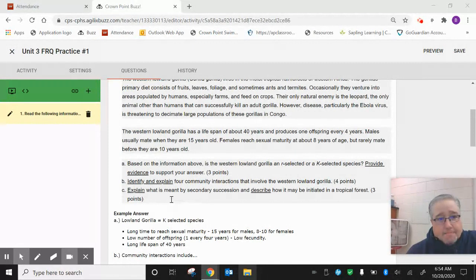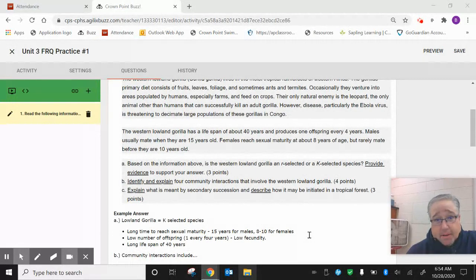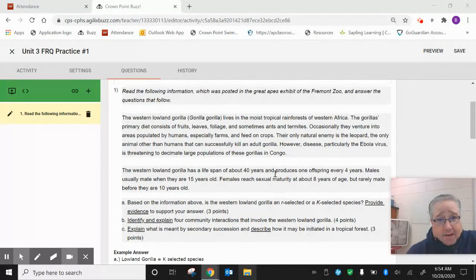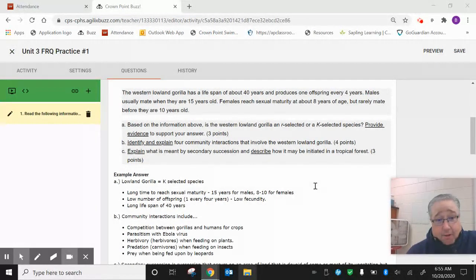All right, question B, identify and explain 4 community interactions that involve the western lowland gorilla. Now, for this question, pretty much this first paragraph is talking all about these different interactions. And you just have to read it carefully, maybe even underline things as you're going through it, highlight things, whatever. And you have to not only identify an interaction, but explain it as well.